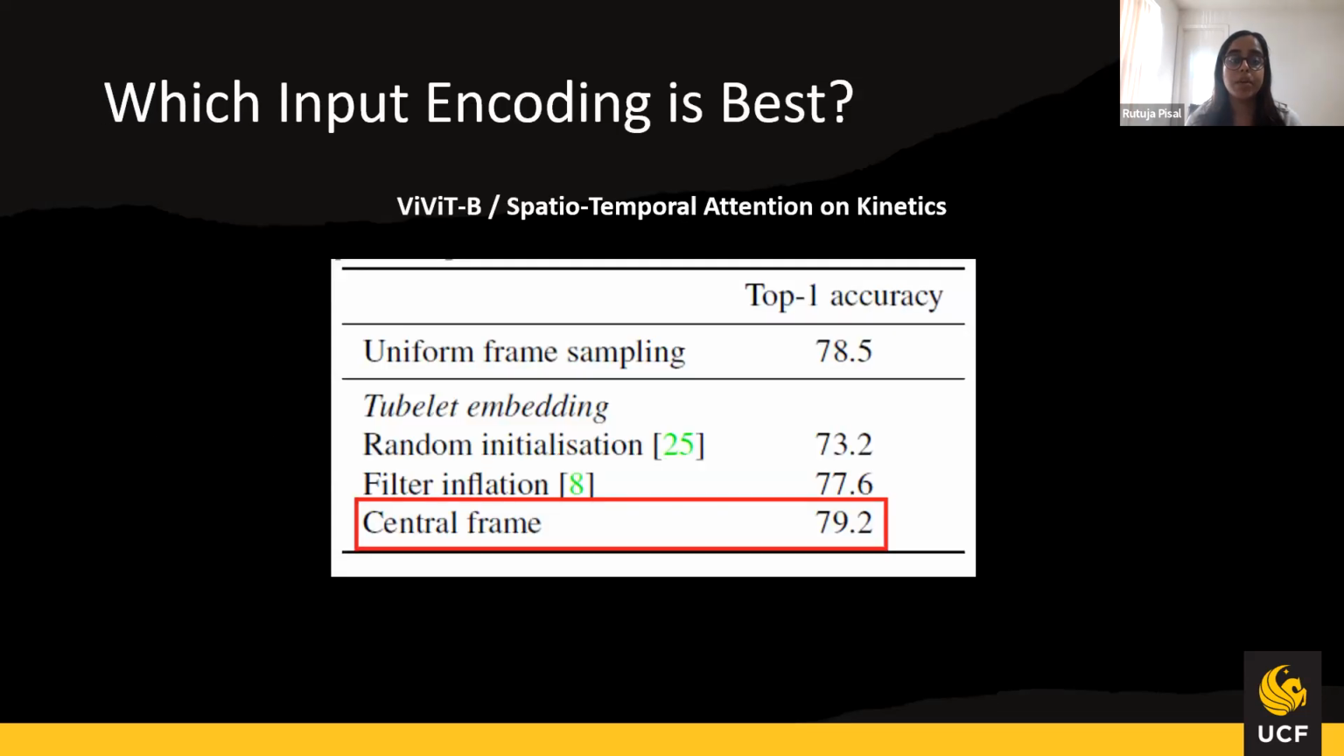So in terms of encoding, for this experiment, the authors used the ViViT-Base architecture with a spatio-temporal attention model on the Kinetics 400 dataset, with uniform sampling to generate the embedding matrix. They got an accuracy of 78.5%, as we can see from the first row. And when they tried different encoding, they got better results. Tubelet embedding using the central frame approach outperforms the more often used filter inflation method, and it gives an accuracy of 79.2%, as it has been highlighted.